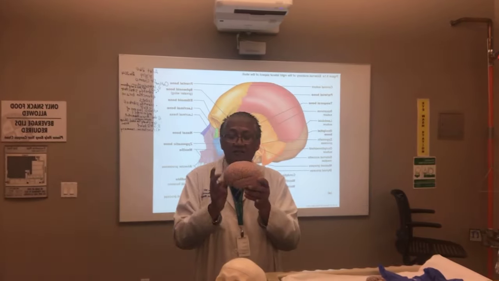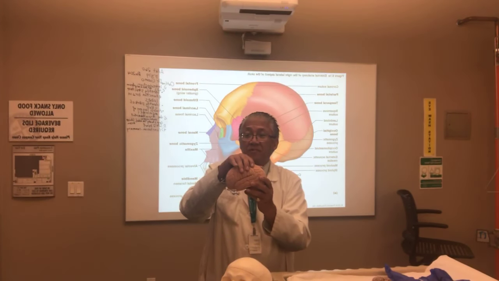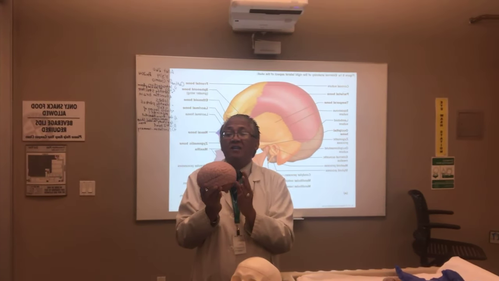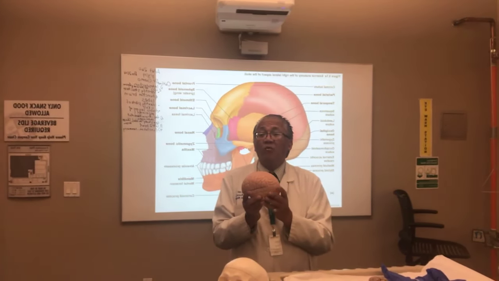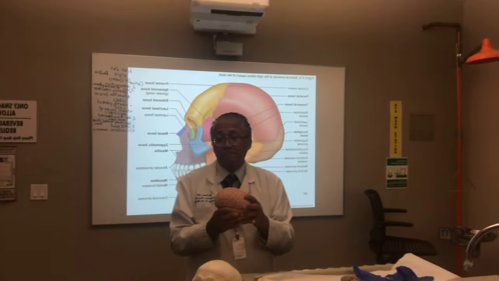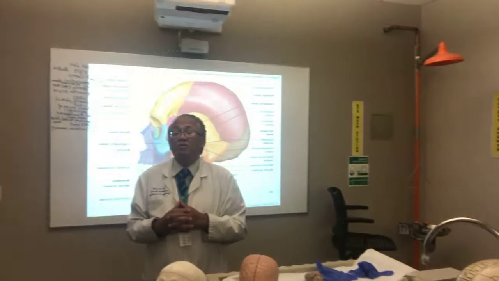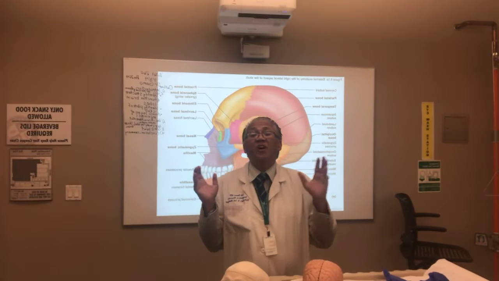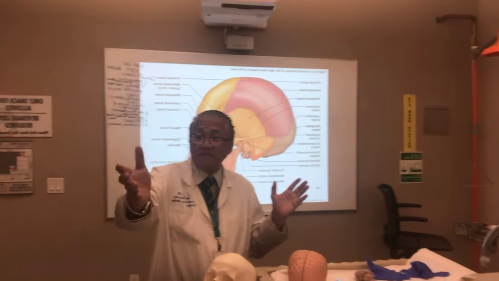What is the lobe in front? Okay, what about on top? Same thing, parietal. What about at the back? Occipital lobe. And the one on the side? Temporal lobe. Now, what is the function of what is found in the frontal lobe? Anybody? Yes?